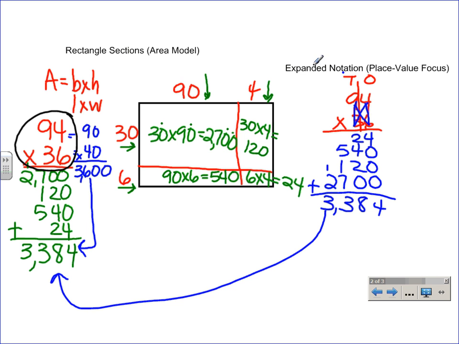The nice thing about this is you're just focusing on the basic facts and the basic product, and then either making it 10 times bigger, 100 times bigger in that expanded notation. Your basic facts are expanded.